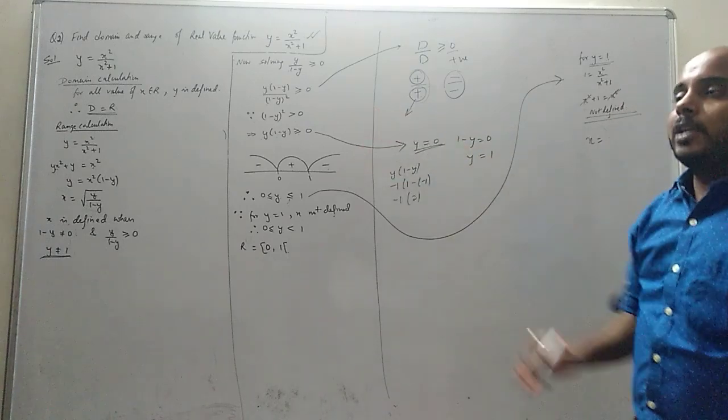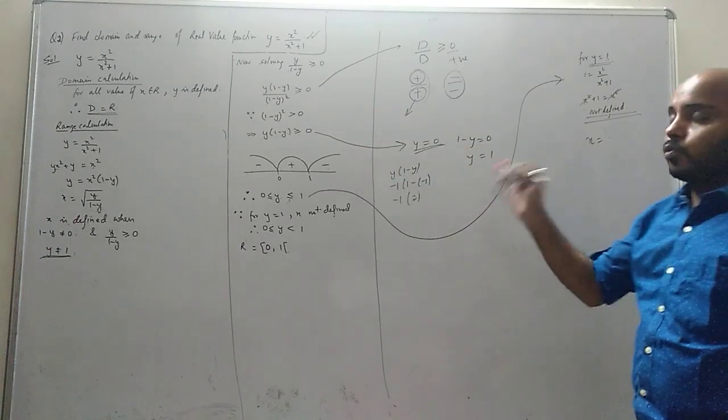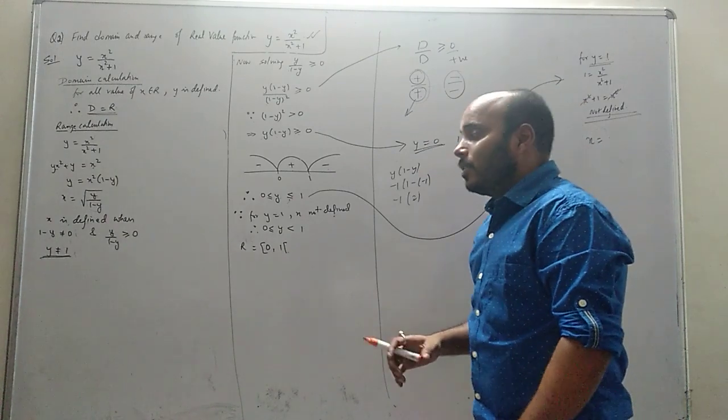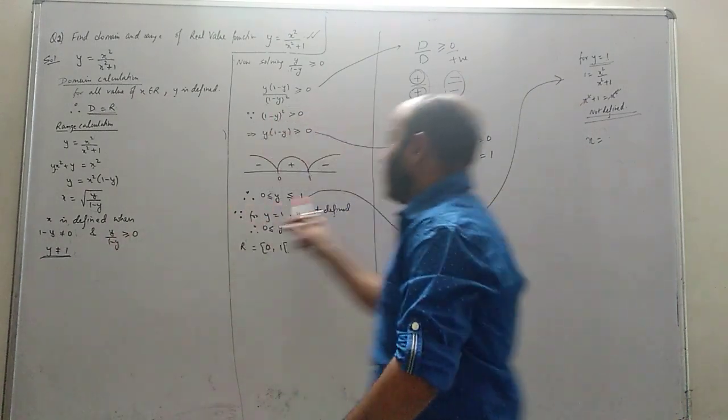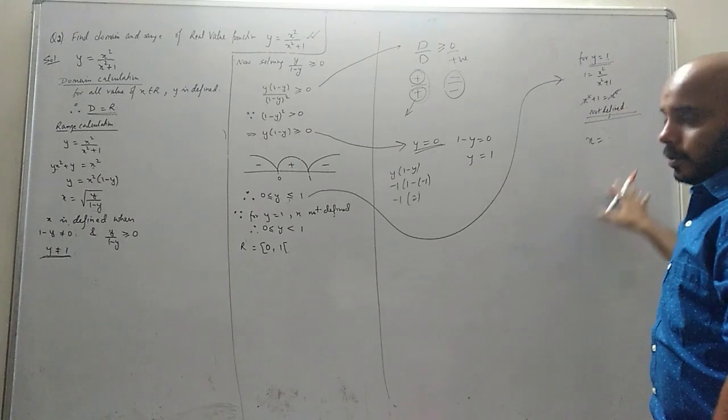Then also y will not be happening. Okay, y will not be happening equals to 1. Clear? Understand? So whenever you get this type of contradiction, you have to clear like this. So these all are rough work.